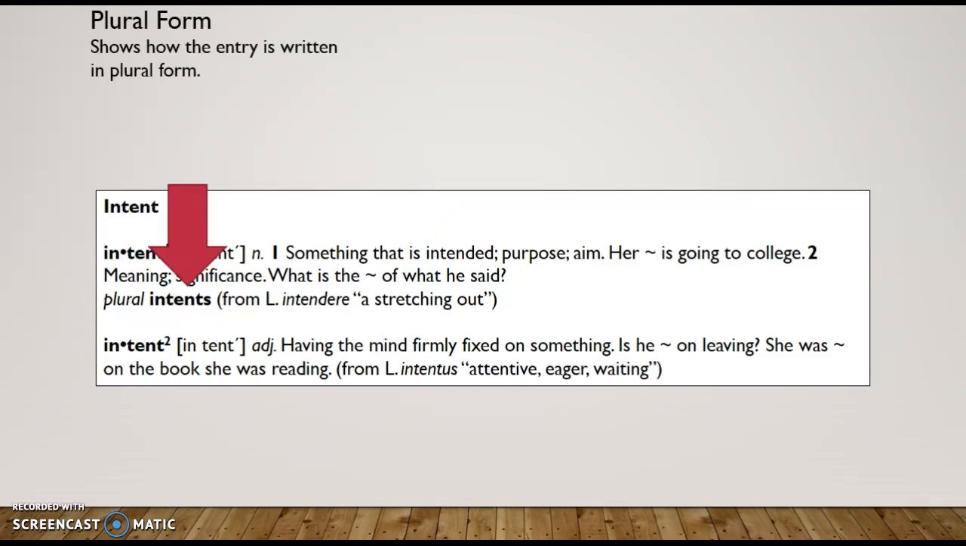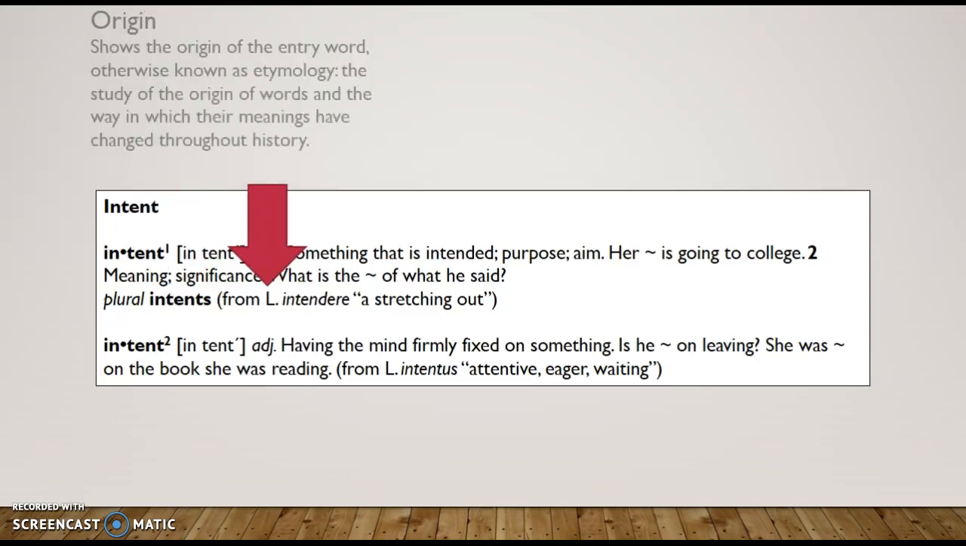Next thing we want to note is the plural form of this word. The plural form shows how the entry is written in plural form. For most things in these dictionaries, the plural will likely be just add an S to the end of the word, like chair and chairs, car and cars. But we all know there are those weird words that just can't be normal. Mouse and mice, goose and geese, octopus and octopi. The plural for intent, if we have more than one intent, is intents. So be sure to note the plural form.